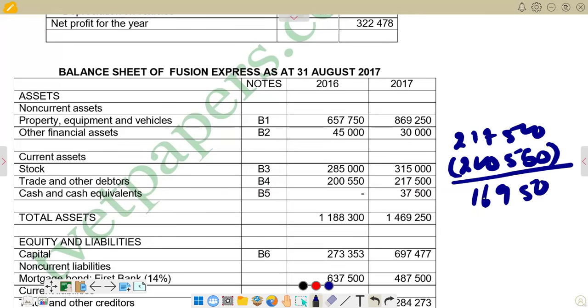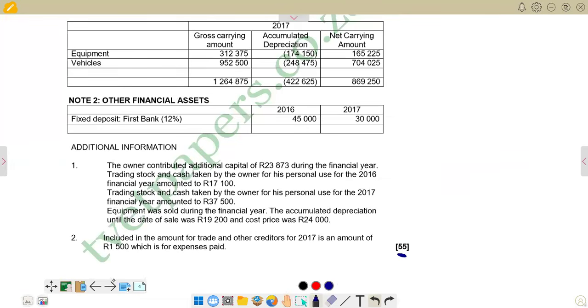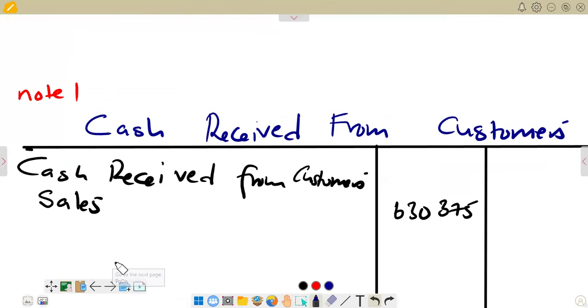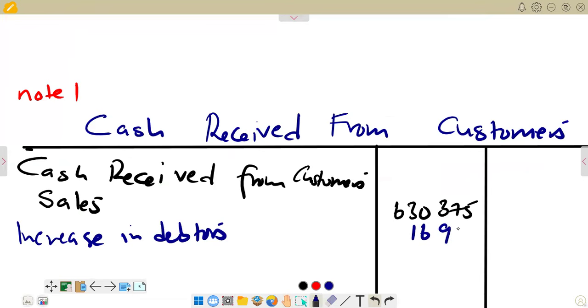So this is an increase. So we said if it's an increase, we are supposed to subtract. But if it was a decrease, we are going to add. So in this case, we are going to subtract 16,950 from the figure for sales. So we are saying increase in debtors, and the figure that we got is 16,950, and then we subtract.